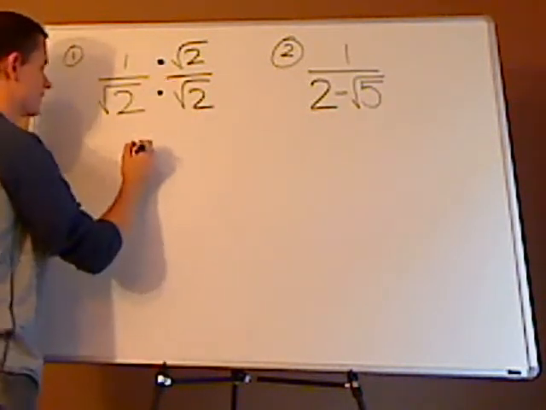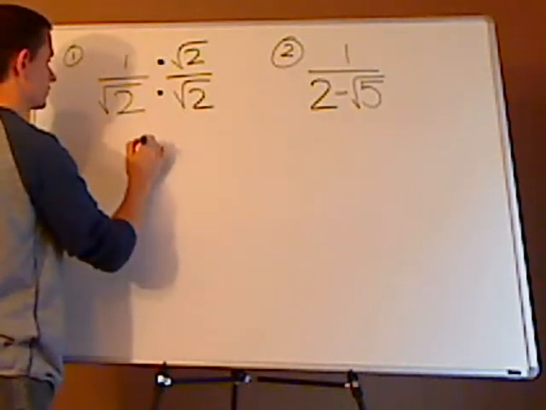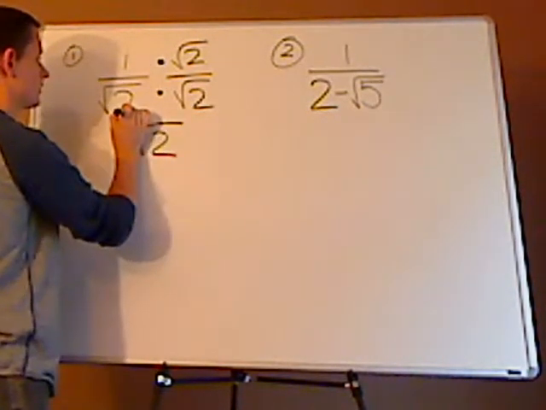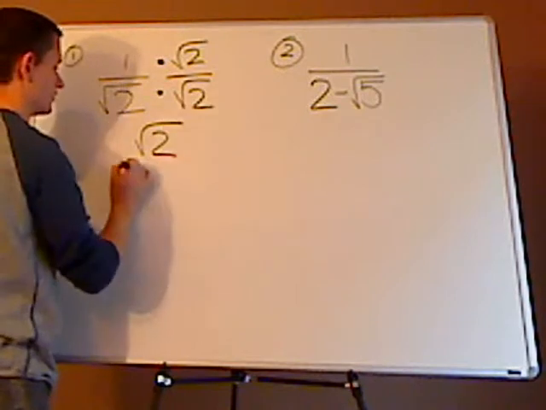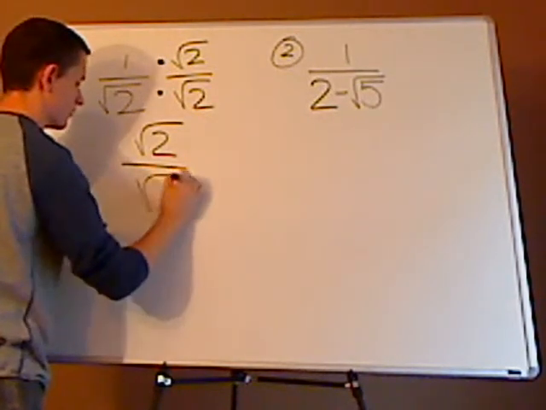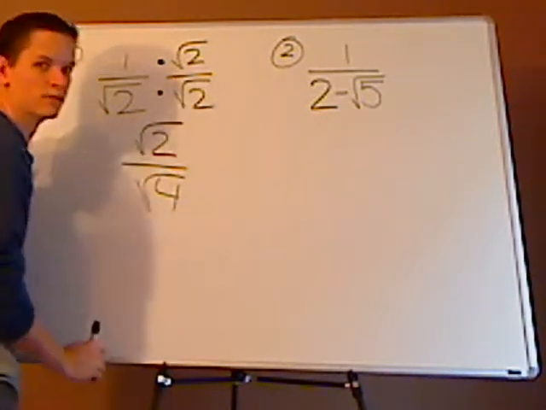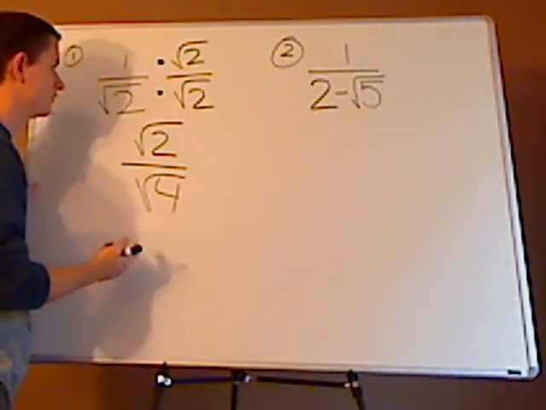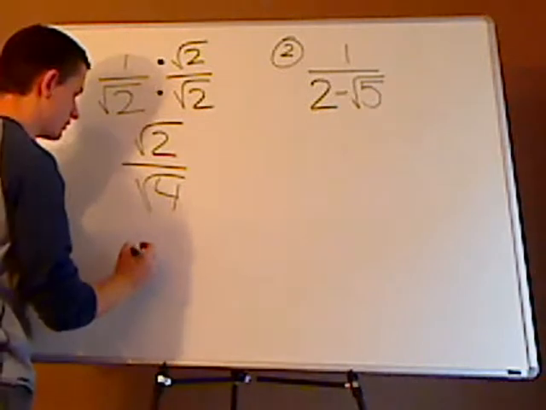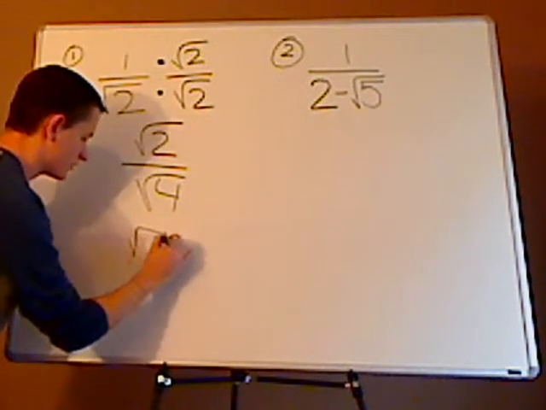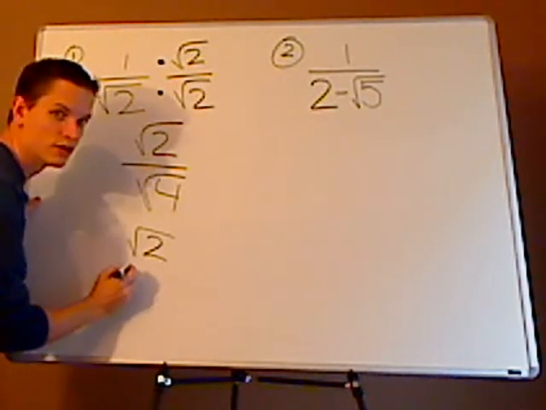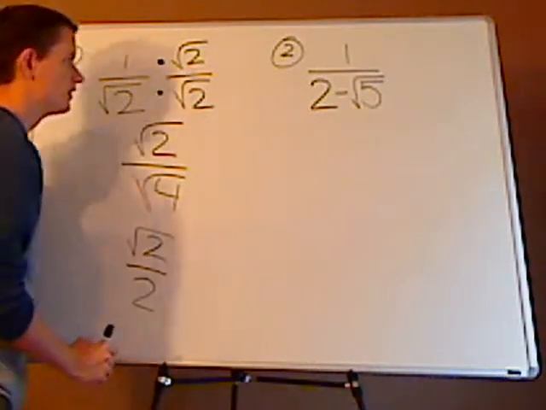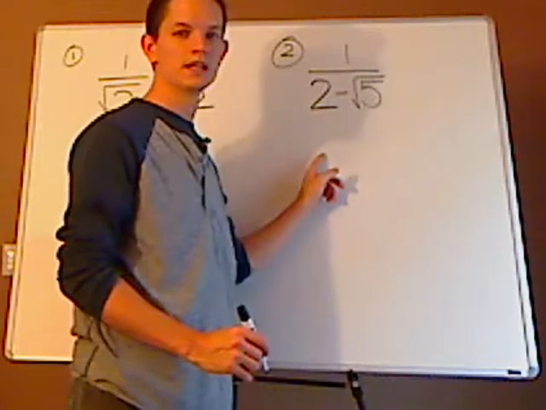So when you multiply these, 1 times square root of 2 is square root of 2. Square root of 2 times square root of 2 is square root of 4. Then you simplify wherever you can. What's the square root of 2? Right, you can't do that. What's the square root of 4? 2. So your final answer is going to be square root of 2 over 2. And that's it.